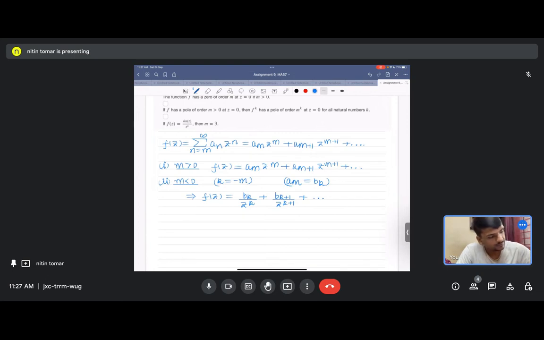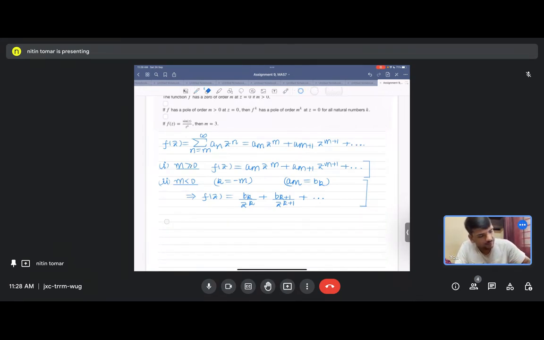Is this clear? Yes, sir. So in the first part, this is a series with positive powers of z, and in the second part it is clearly a Laurent series with the negative part only, with the principal part only. And if m is 0, that case will be coming here, right?